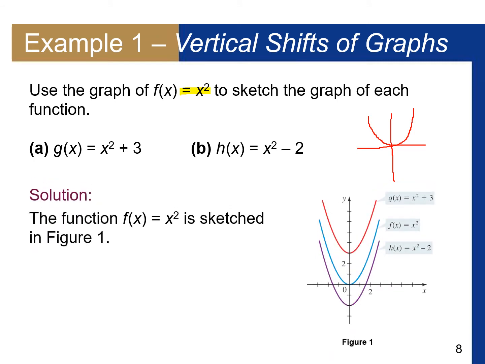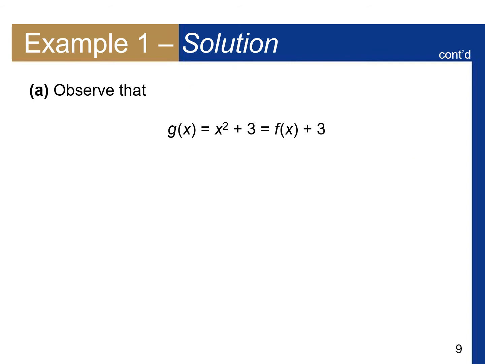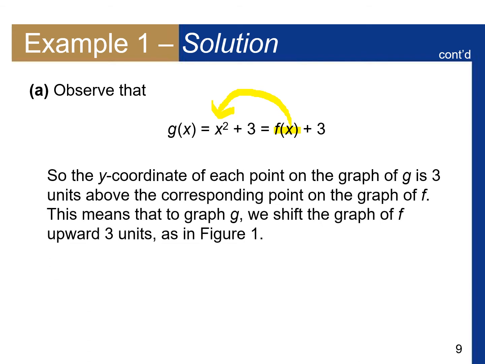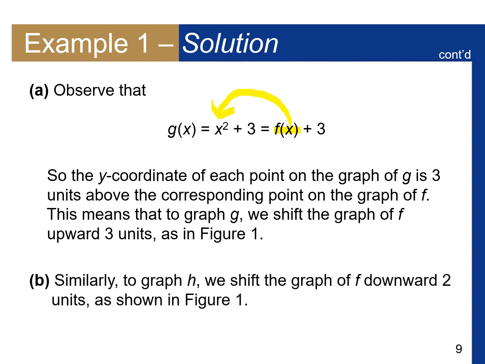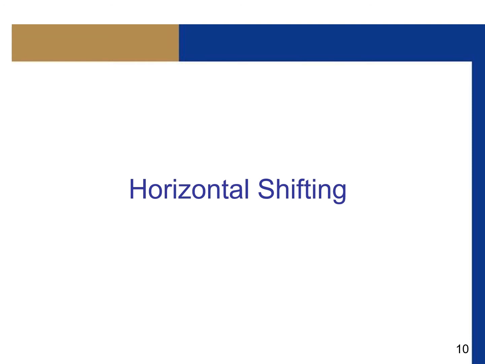Well, if you see here, this is my parent function that I told you before that you needed to know. And if I add 3 to it, I just simply lift it up 3. And if I subtract 2 from it, I just drop it down 2. That's it. So I'm going to observe that what I'm doing is I'm just taking that parent function, x squared, and I'm just raising it up 3. Similarly, the other one, when it says minus 2, I'm dropping it down 2. And you can do it with any function that you have. So if you add something to it, you just raise it up. If you subtract something from it, you drop it down.